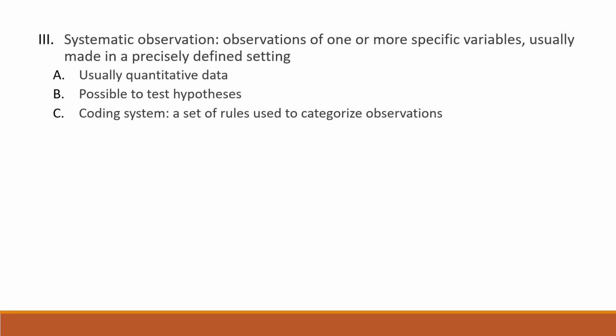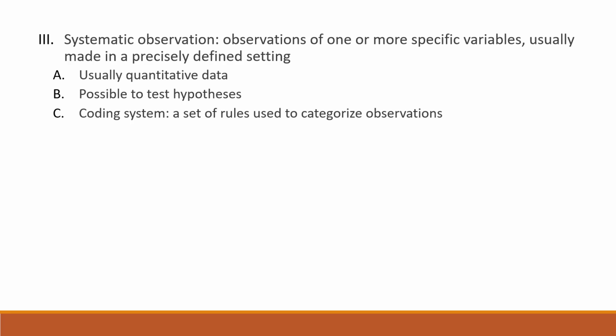Moving into systematic observation, this method observes one or more specific variables, usually made in a precisely defined setting. This can be a natural environment, but it is more well-defined than naturalistic observation. Systematic observations tend to be quantifiable, so we are using numbers, and it can be used to test a hypothesis. As you know, hypotheses come before data collection, which means you know what you are going to observe and what you think you will find.